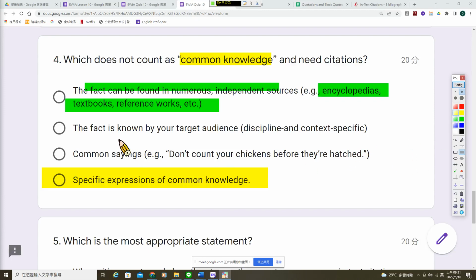And the other one is if the fact is known by your target audience.